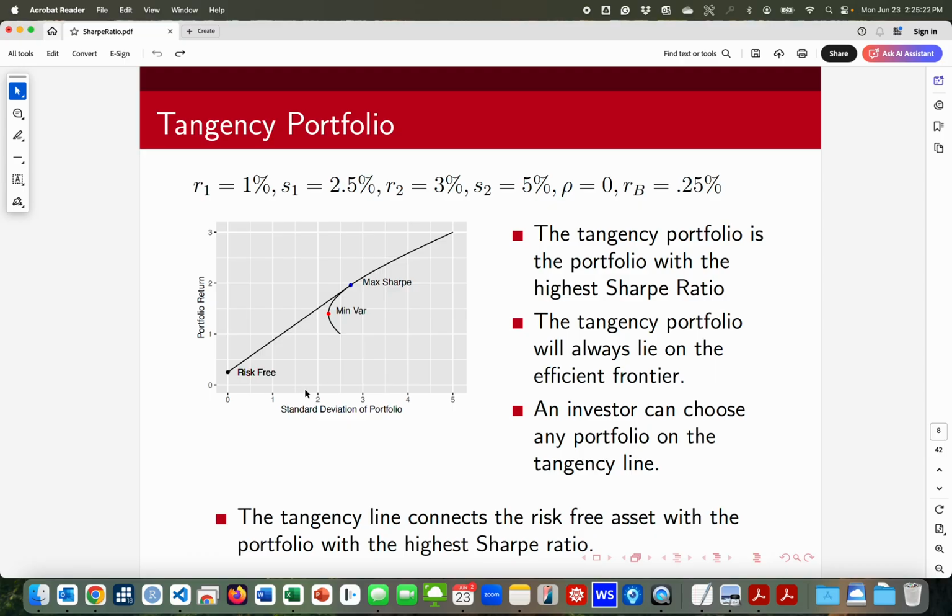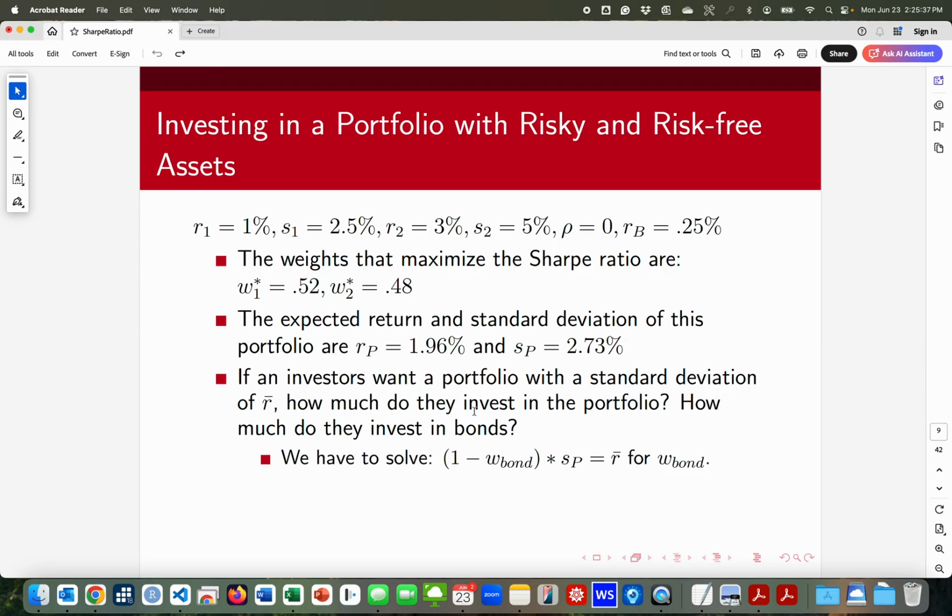They can set a desired level of risk. Let's say they're okay with a standard deviation of 1.5%. We go up. That's the return that they can get for a 1.5% standard deviation. So what we're doing is just solving this simple equation right here.